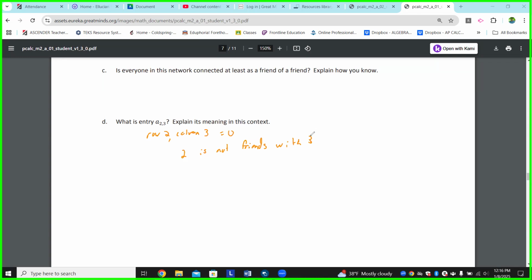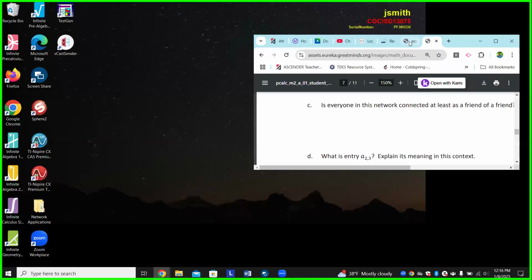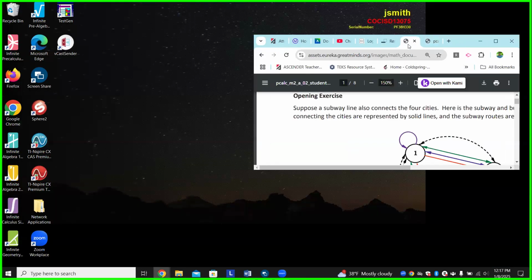All right, let's bounce back to lesson 2. You'll find lesson 2 to be more of a review of arithmetic that we did towards the end of the semester of adding, subtracting, and multiplying matrices. We're going to use those 2 matrices that you came up with for the bus and subways in that opening exercise. Let's bounce over there, and then this will wrap up today's events.